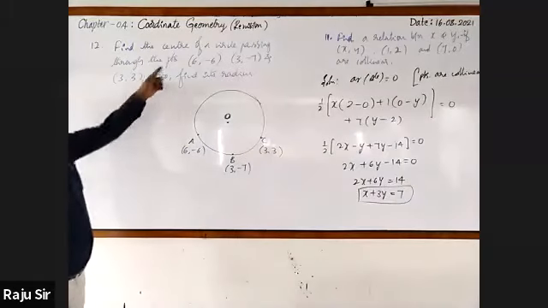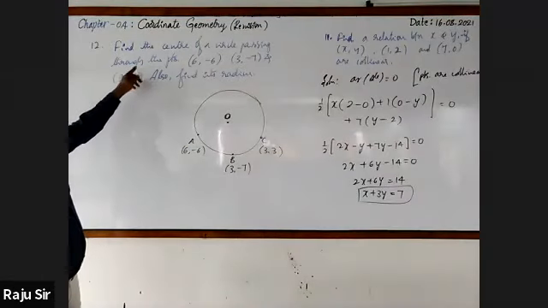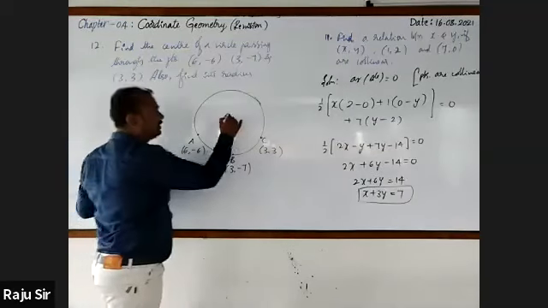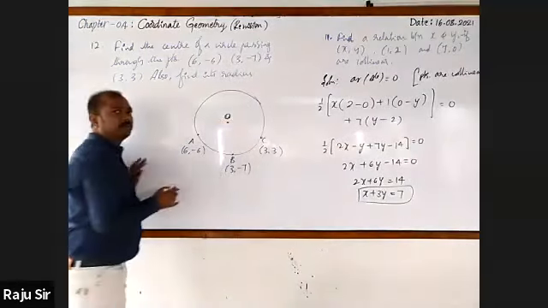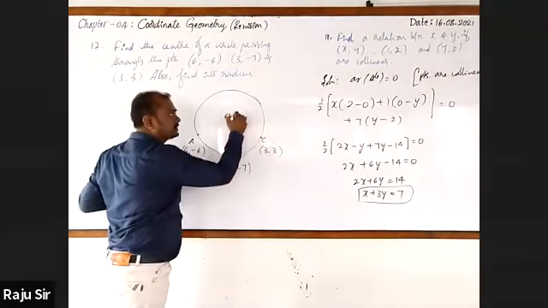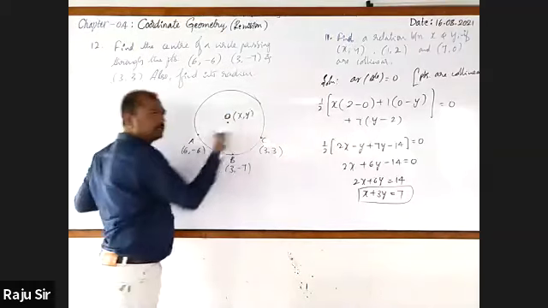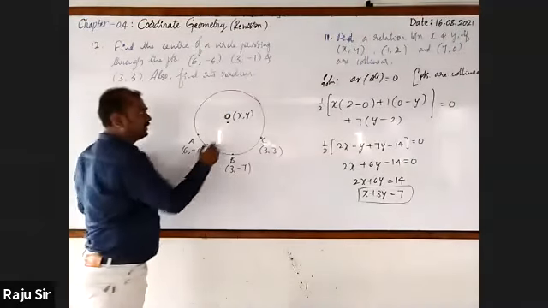They've asked you to find the center of a circle passing through the points. These are the coordinates of the center of the circle. Now find the point, and take the coordinates of the center as x, y.